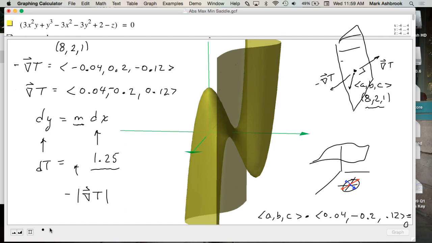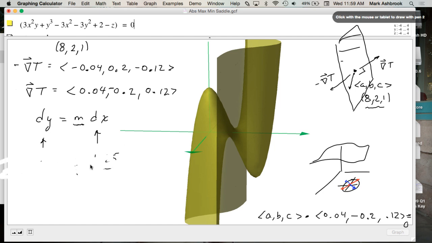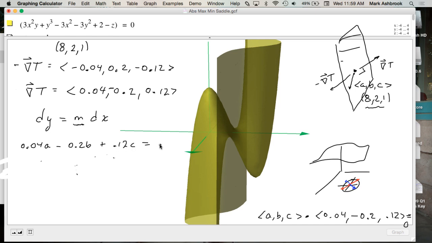So if we work that out, we get 0.04a minus 0.2b plus 0.12c equals 0. So I've got this vector ABC, and the components of ABC have to satisfy this equation, right? They have to satisfy this equation.